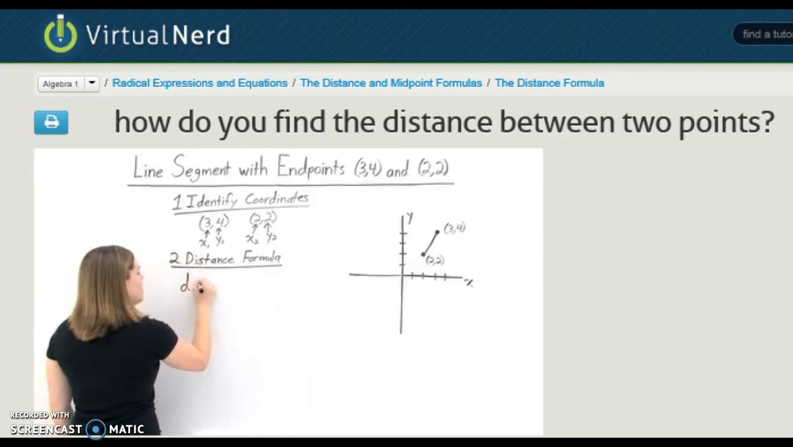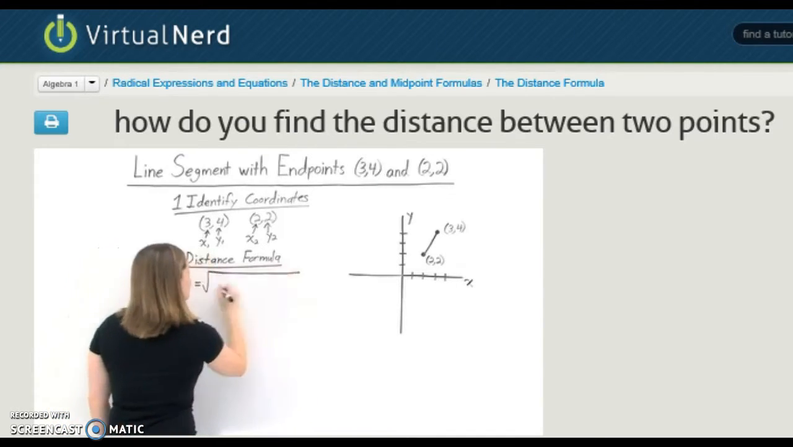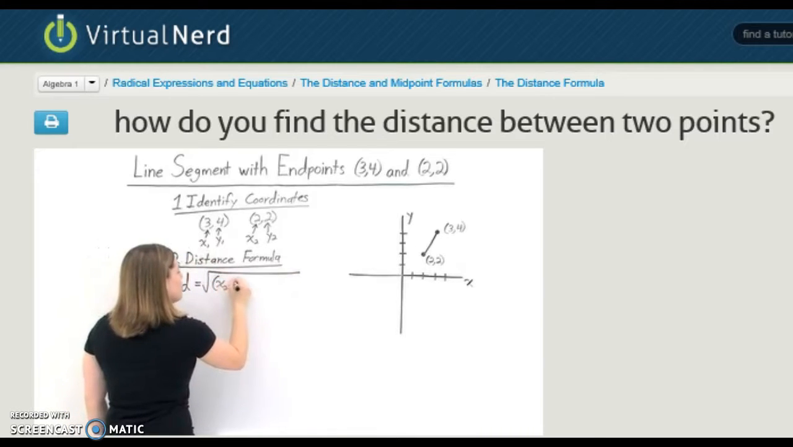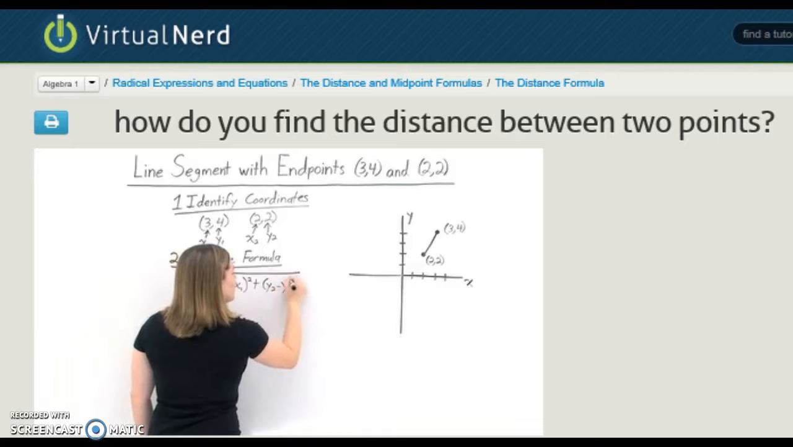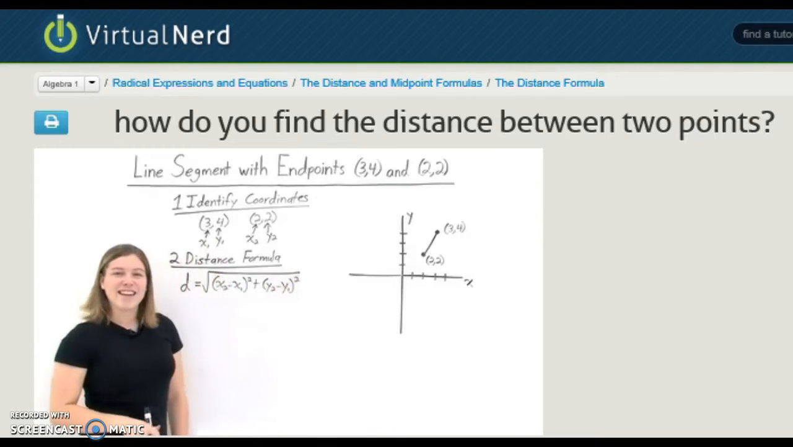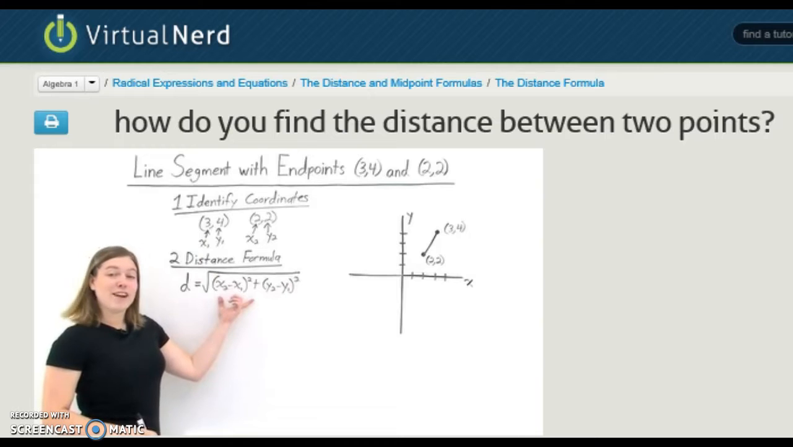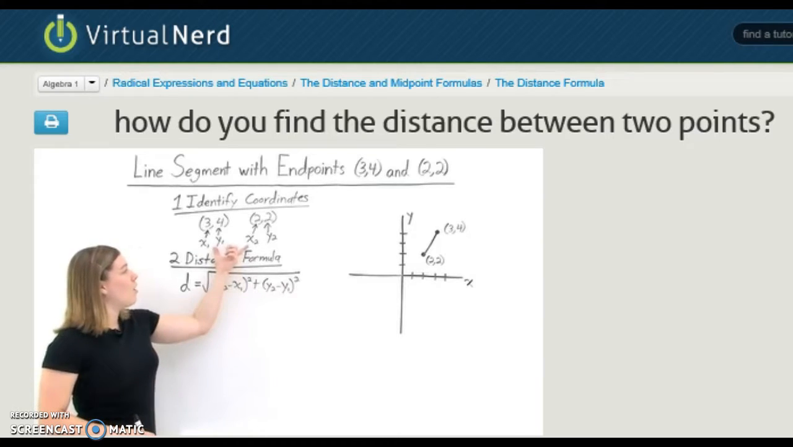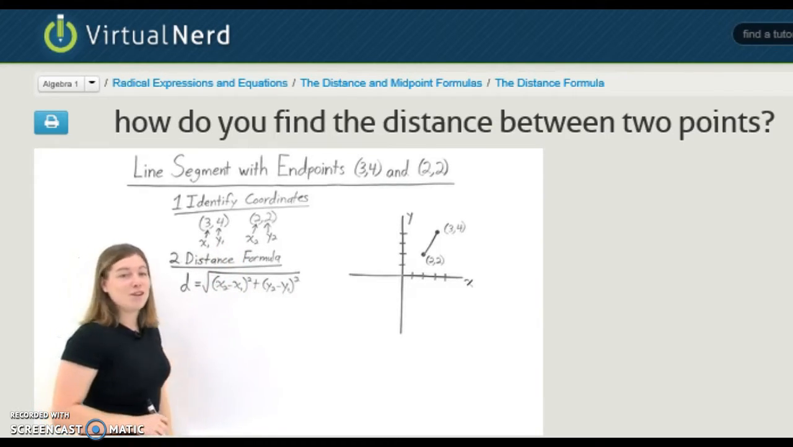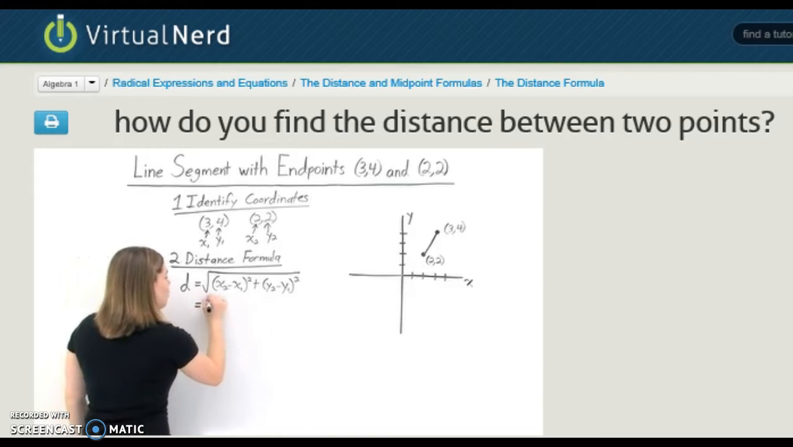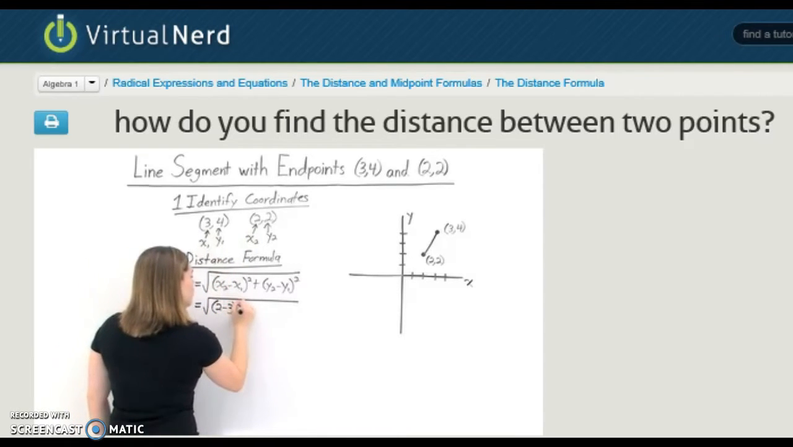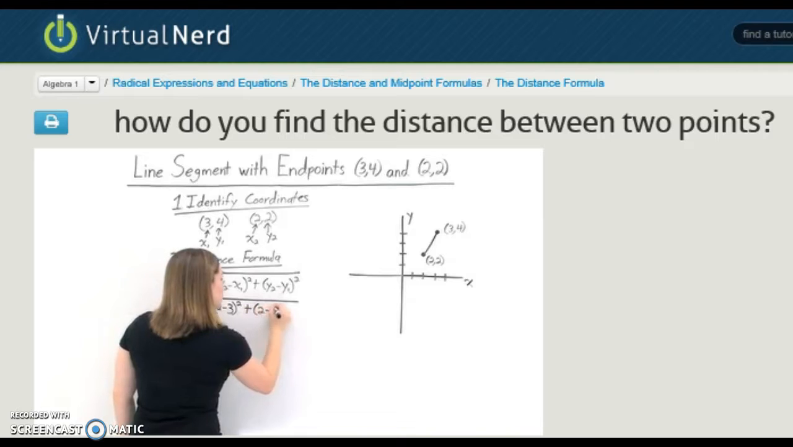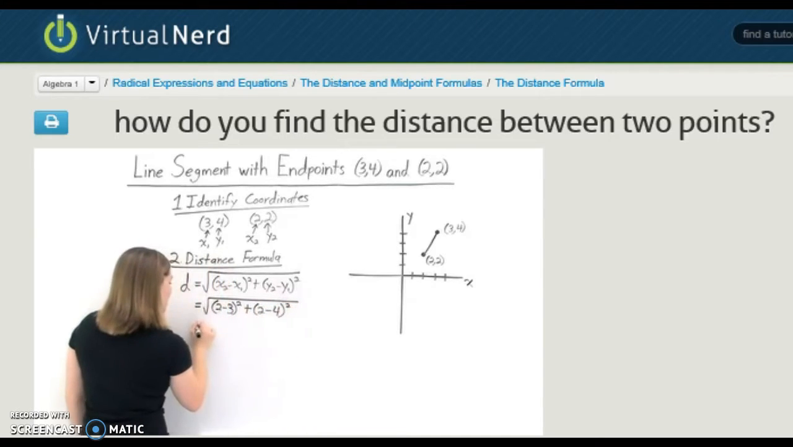The distance is d, and that equals the square root of (x sub 2 minus x sub 1) squared plus (y sub 2 minus y sub 1) squared. Great! Now all we need to do to find the distance is take our labeled coordinates and plug them in to the right-hand side. So we have the square root of (x sub 2, which is 2, minus x sub 1, which is 3) squared, plus (2 minus 4) squared.